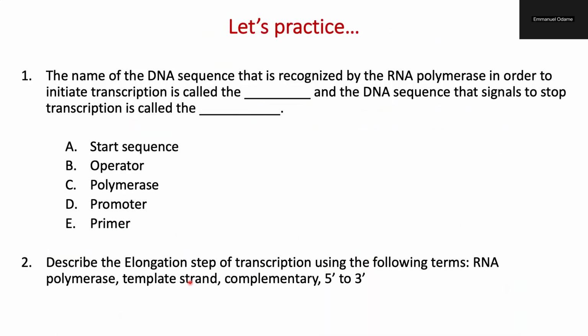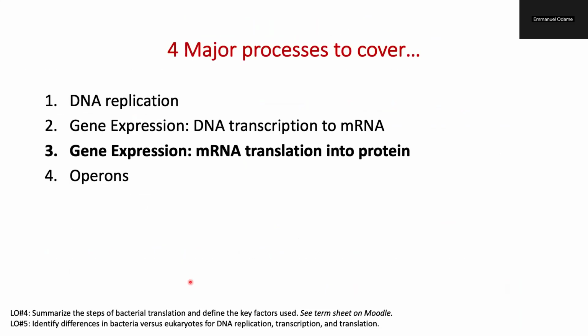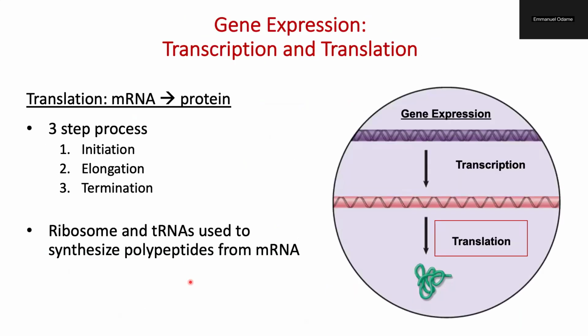Please practice this. Now we've understood the whole process of DNA replication. We've now understood the changing of the DNA into mRNA using RNA polymerase. Lastly, we also have to discuss how the mRNA is being translated into protein. This process will also involve three steps: initiation, elongation, and termination. Mind you, this will be done by ribosomes and transfer RNAs. Basically, they play a role in synthesizing the mRNA into proteins.